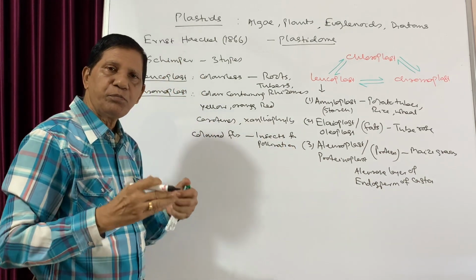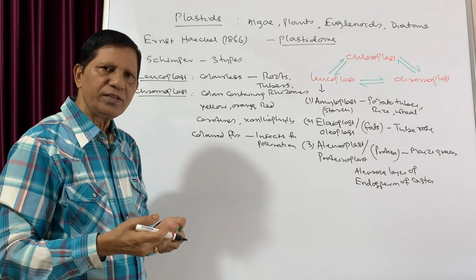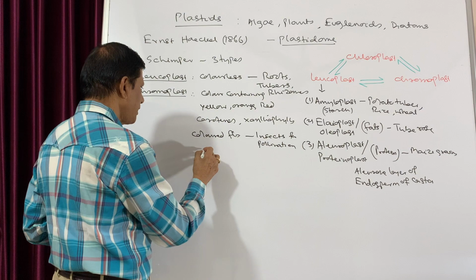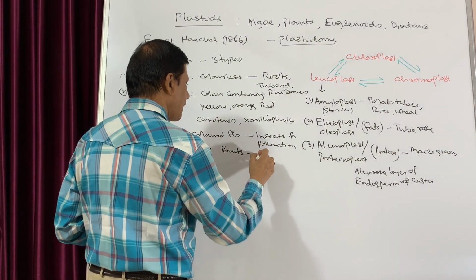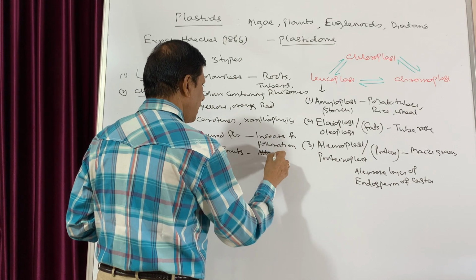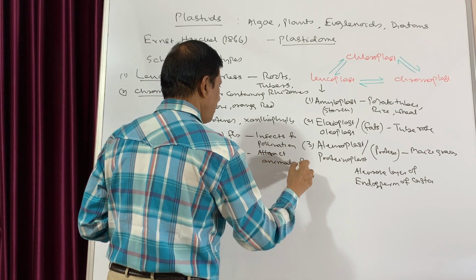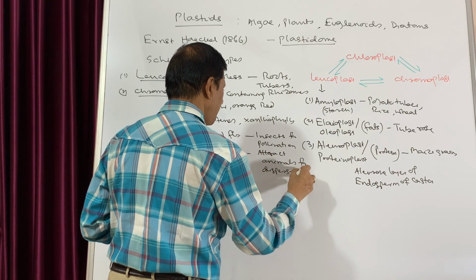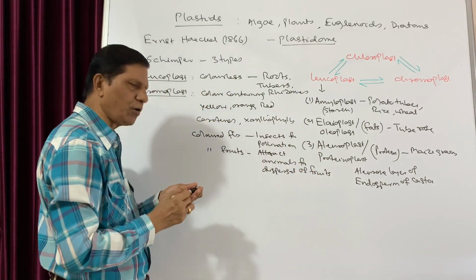Then some of the fruits are colored when they are ripened. For what purpose? They will attract the animals for dispersal. So similarly, if you take the colored fruits, they will attract animals for dispersal of fruits. That means this is the significance of the chromoplast.